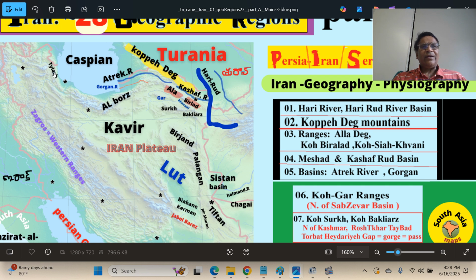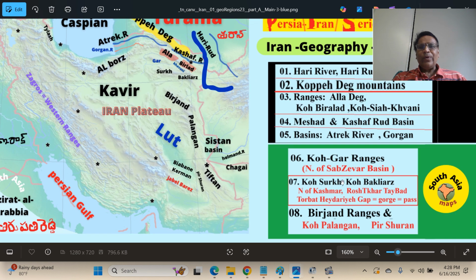This is the historic Gilan, Mazandaran and Gorgan region, Gulistan or Golestan region, historic Hyrcanian province or Tabaristan, Esterabad, that region. So further south, these are eastern ranges, these are the central ranges, these are the western Iranian ranges. We'll explore them further. And here are the Kogar ranges, near Sabjawar town. Ko means mountains, Rud means river, Deg also means mountains, north of Sabjawar.